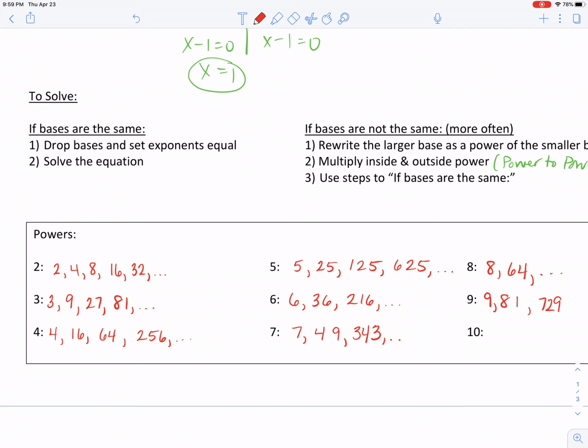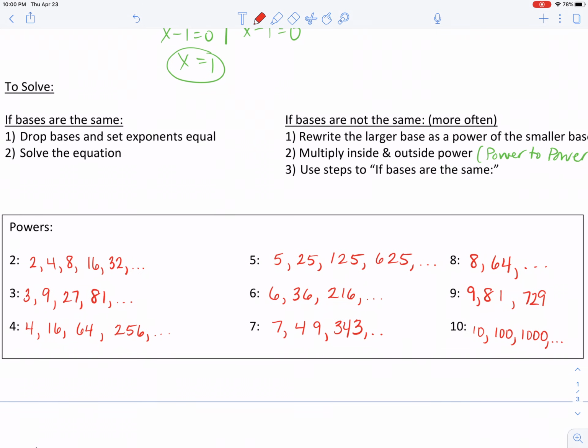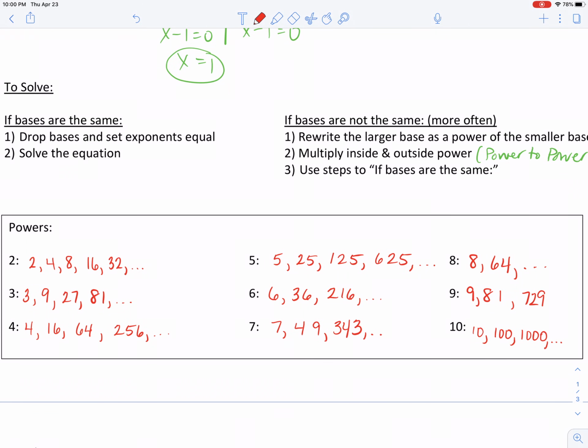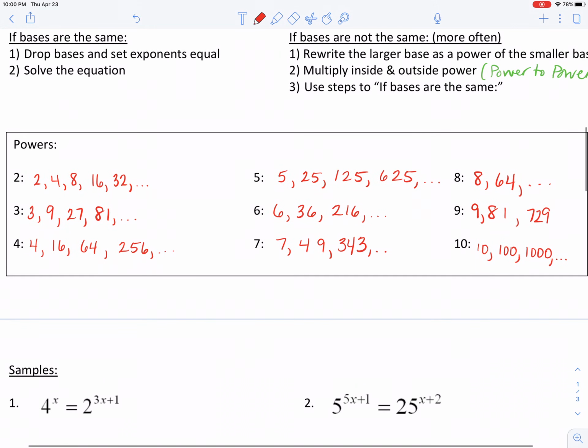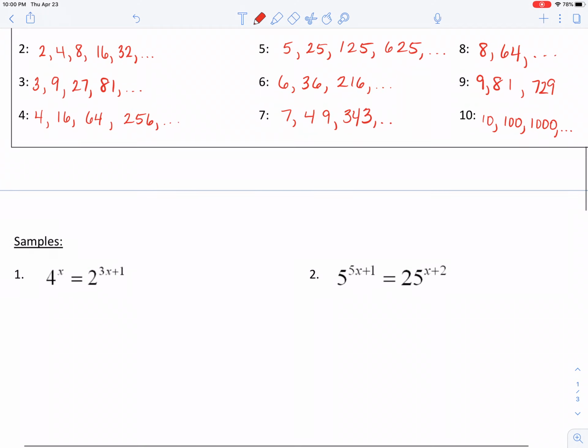And then 10 to the first power is 10. 10 to the second power, 100. 10 to the third power, 1,000. So raising 10 to the powers is easier, like when you did scientific notation back in 8th grade. The number of zeros is just equal to the exponent. So these are your powers. This is something that you're going to want to look back to as you're doing the problems.